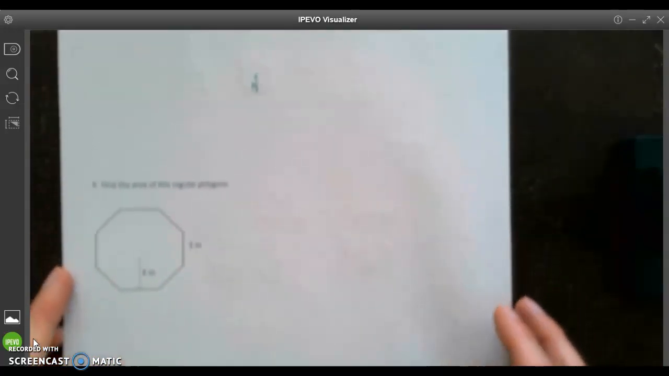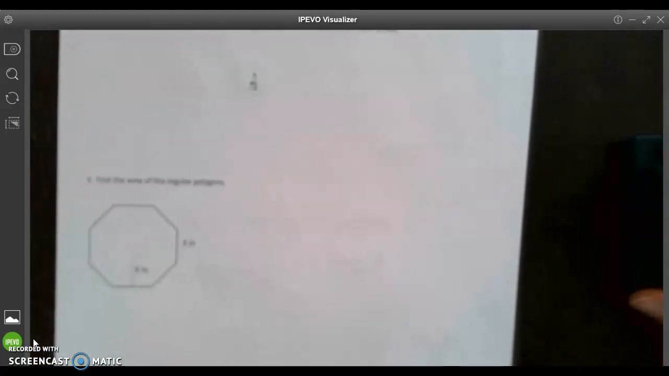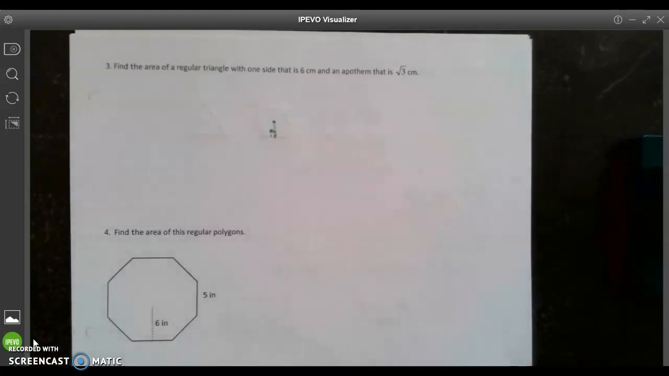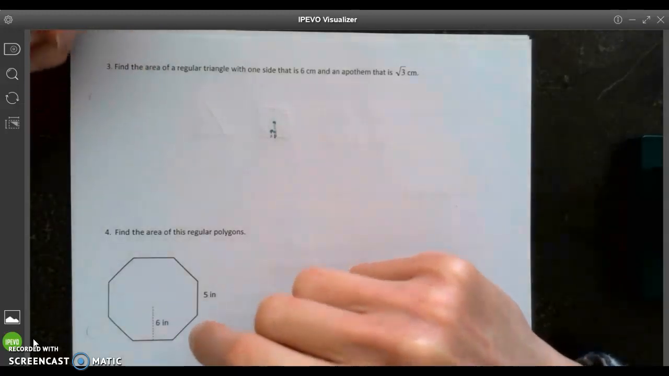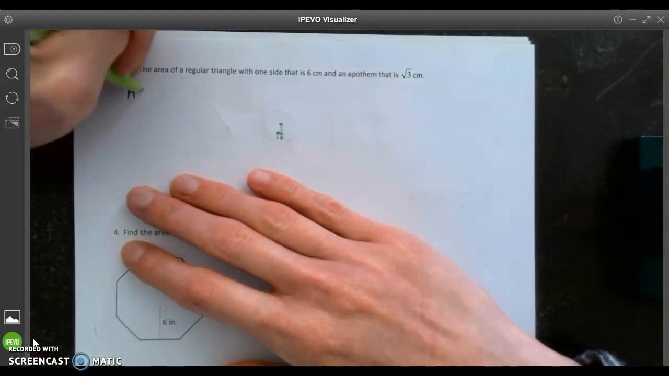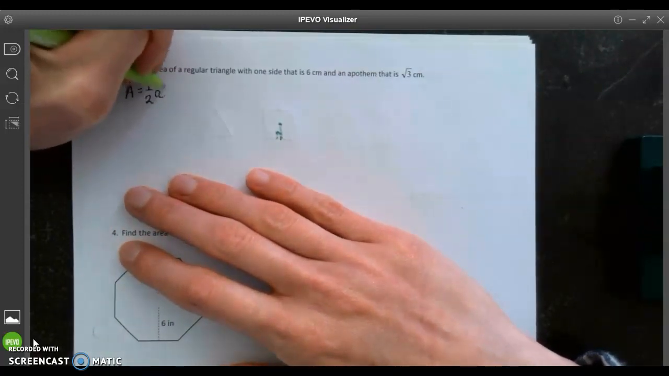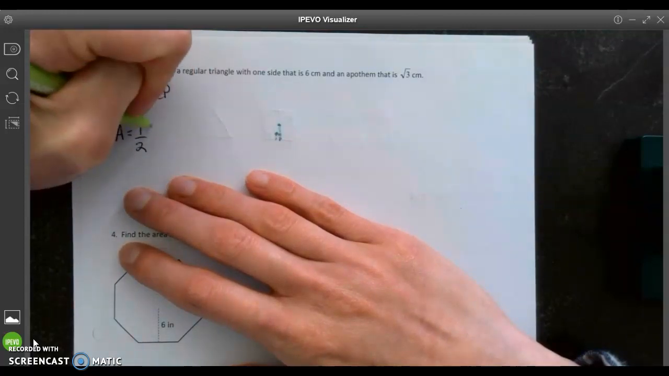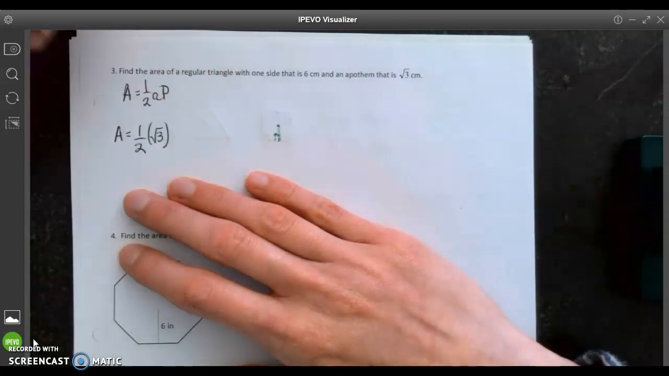So then we have, move this and clear it up for you guys. There we go. Find the area of a regular triangle with one side that is 6 centimeters and an apothem of √3 centimeters. So again, we don't have to have a picture for this. So area equals 1/2 apothem times perimeter. Our apothem is just that √3.